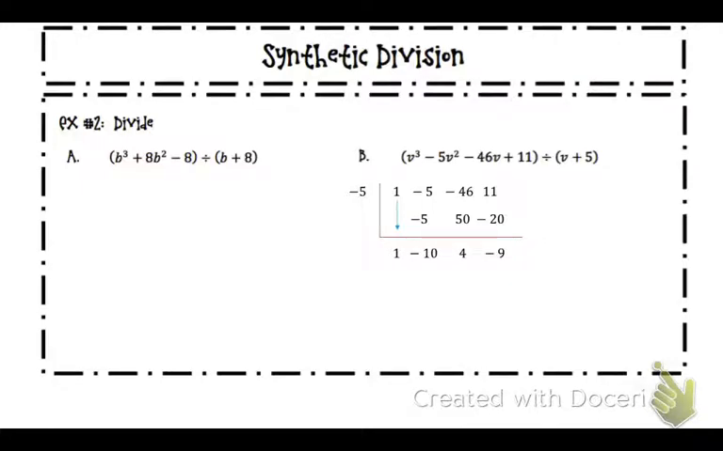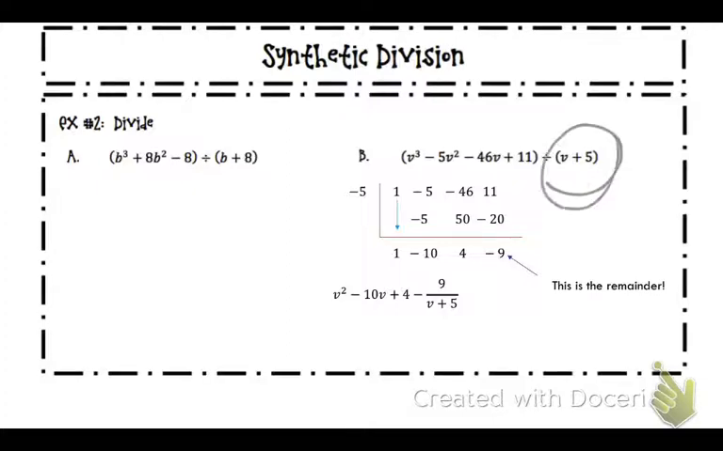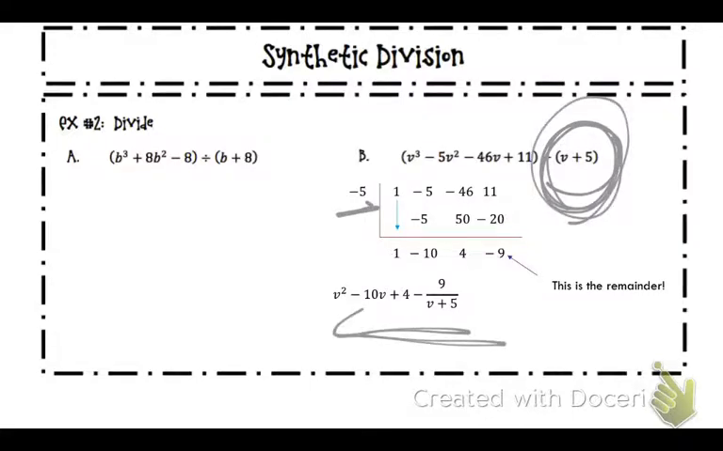Now this again was degree 3. So this one is going to be degree 2. It's going to be a quadratic. And then the negative 9 is our remainder. The last number is always the remainder. So this is going to be v squared minus 10v plus 4, then minus 9 over v plus 5. So it's always over whatever you divided by. I know it looks like we divided by negative 5, but we actually divided by v plus 5. So this is your final answer there.